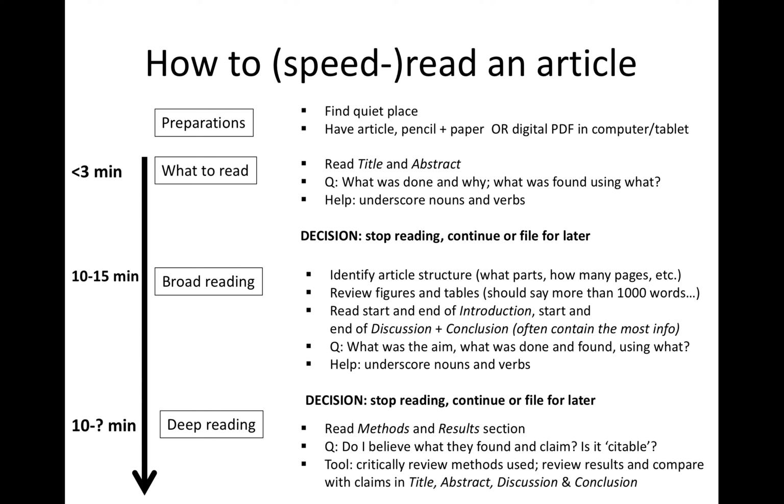And some guiding questions here, for example: the authors, in the previous parts that you read, claim to have found different things. After reading the methods and results sections, do you believe that what they claim to have found was true? Is it citable, therefore? So the tools you would use is to critically review what methods were used, how those results were analyzed, and so forth, and to compare that with what claims were made in the title, abstract, discussion, and conclusion parts.